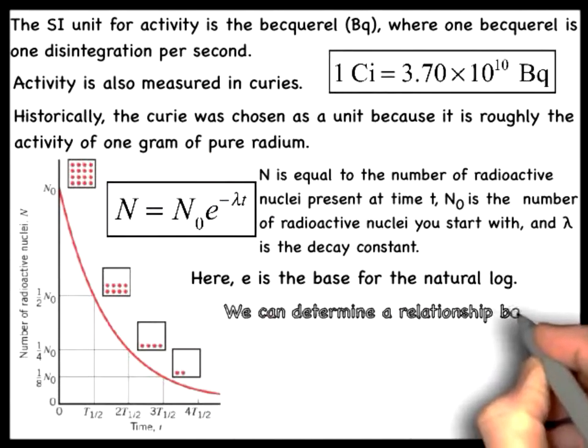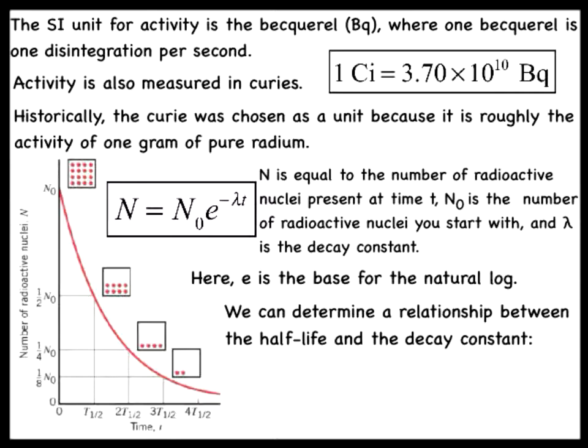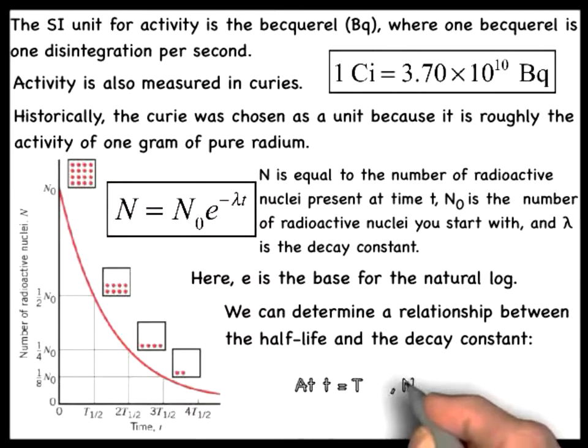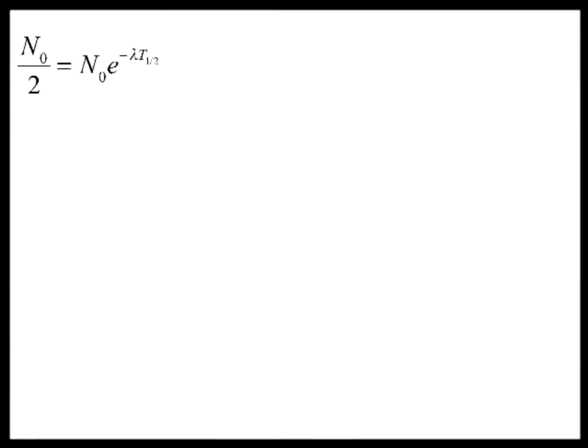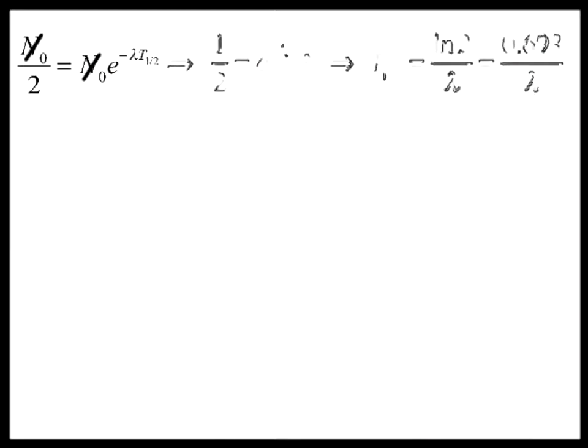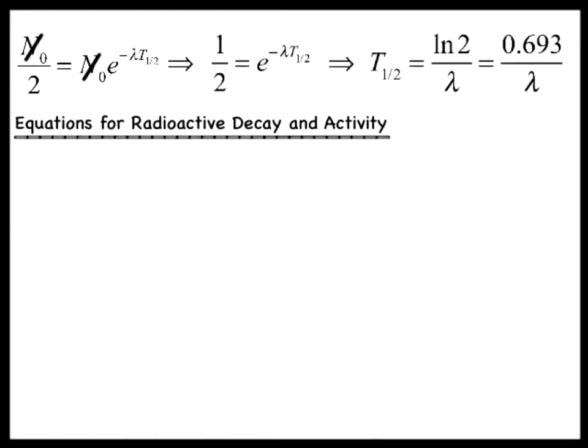We can determine a relationship between the half-life and the decay constant by considering the following. Starting at t equals 0, and then after one half-life, or when t equals T1/2, we know the number of radioactive nuclei at that time must be equal to N0 over 2. We can make these substitutions into the exponential decay equation and get the following. Solving this equation for T1/2, we find that T1/2 is equal to ln 2 over lambda, which is equal to 0.693 over lambda. We now have our toolkit of 3 equations for dealing with radioactivity problems.